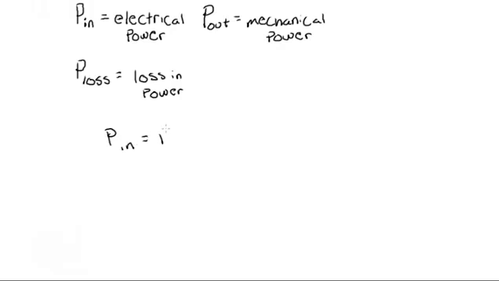Another important equation is the equation for mechanical power. It is simple. The mechanical power is equal to the torque times the angular speed. In this case, torque is written as M, for it is a moment force, and the angular speed is written omega, in rad/s.